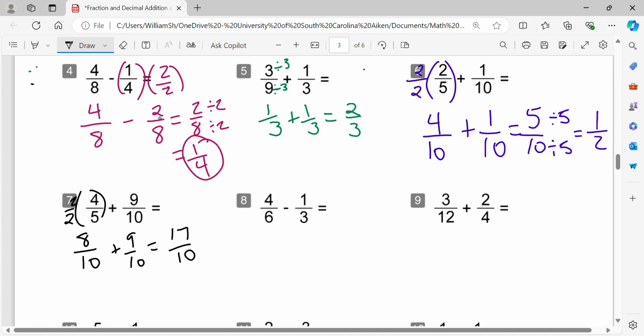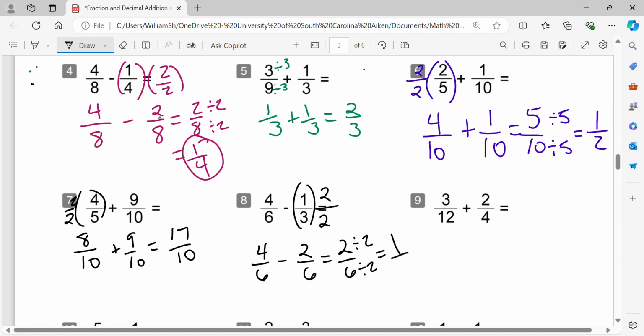4/6 minus 1/3. Hopefully you can see the least common multiple is 6 here. So I need to turn this into a 6. The easiest way to do that is multiply by 2. So I'm looking at 4/6 minus 2/6. 4 minus 2 is 2. This reduces to 2/6, which you should be able to further reduce here to 1/3.